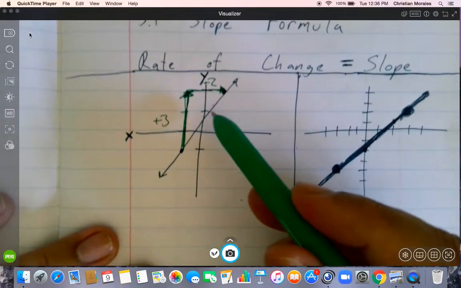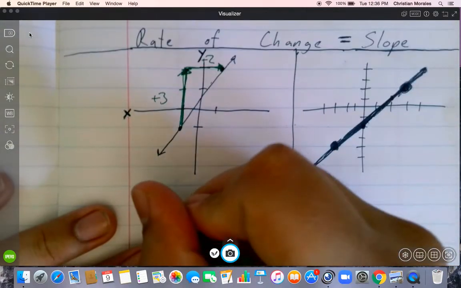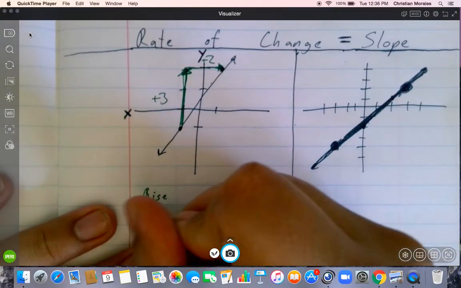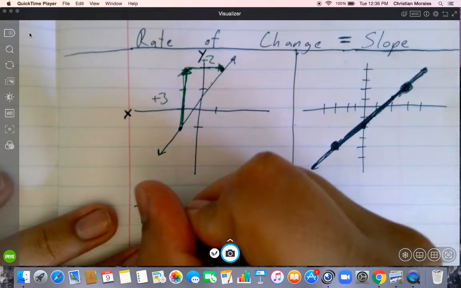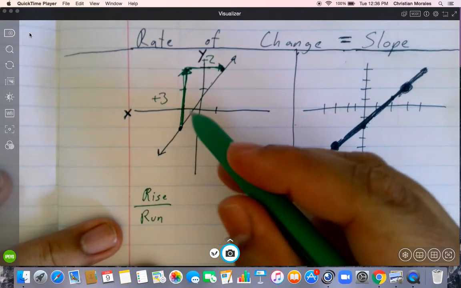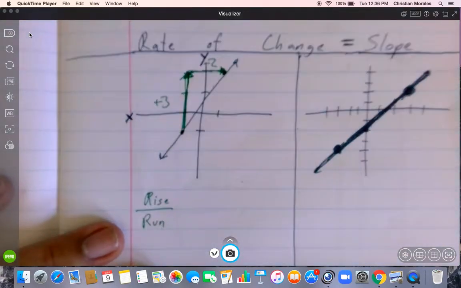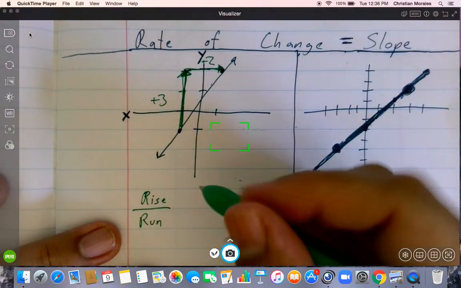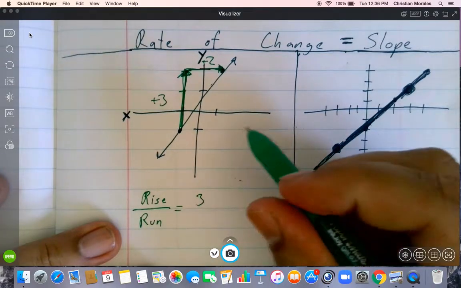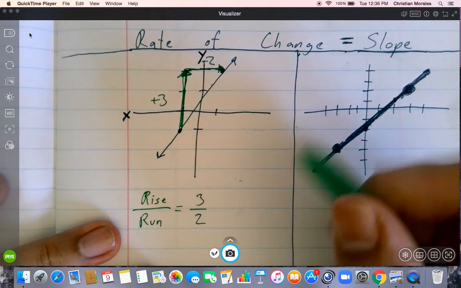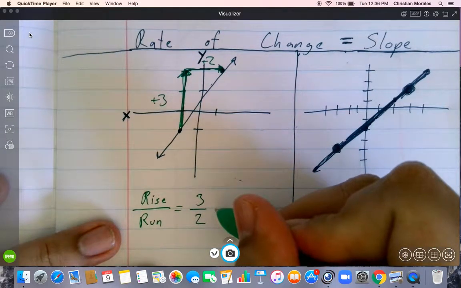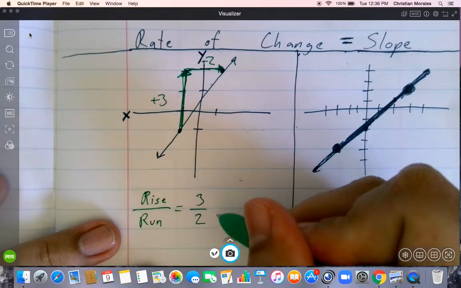Now what we called this before, we called this the rise over the run. How much did it go up? Okay, sorry, let me refocus here. It went up 3 units. How much did it go to the right? It went to the right 2 units. So your slope is 3 over 2.